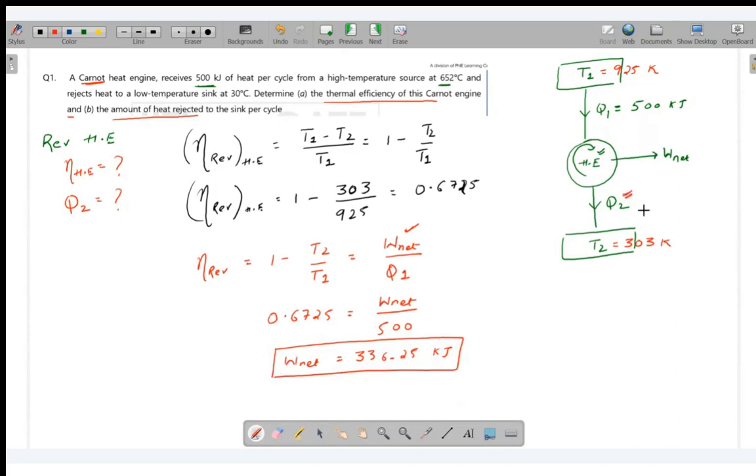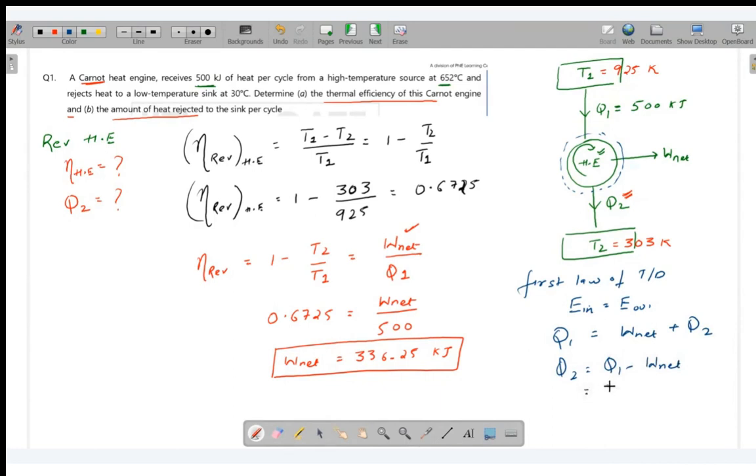But they are not asking net work, they are asking this. So what will I do? I will simply do the first law of thermodynamics, which is energy balance. Energy in is equal to energy out. So I will do energy balance around this system. What is coming in? Q1 is coming in. What is going out? Net work is going out. Q2 is going out. So Q2 is equal to Q1 minus net work. So this is 500 minus 336.25. So it is 163.7 kilojoule. Okay, so yes, J, this is correct, but what happened with efficiency?